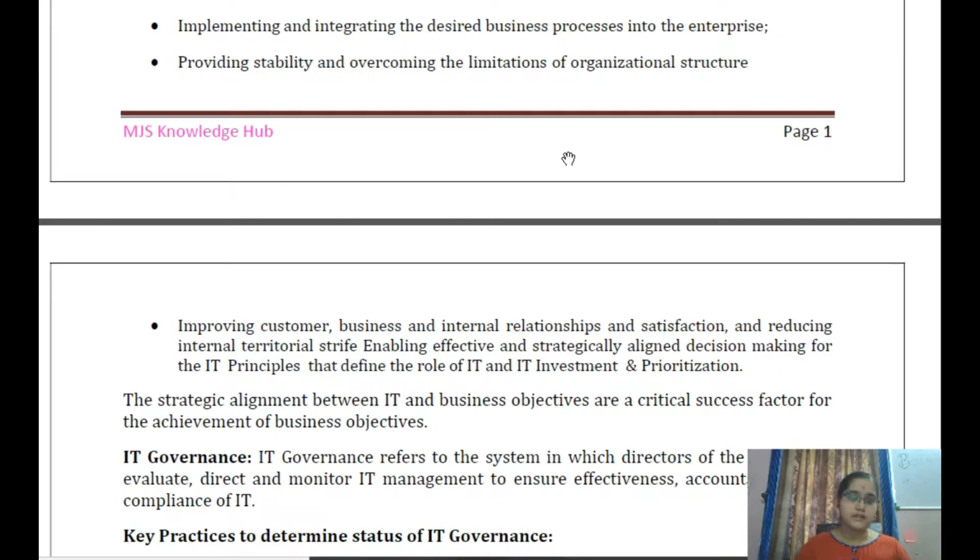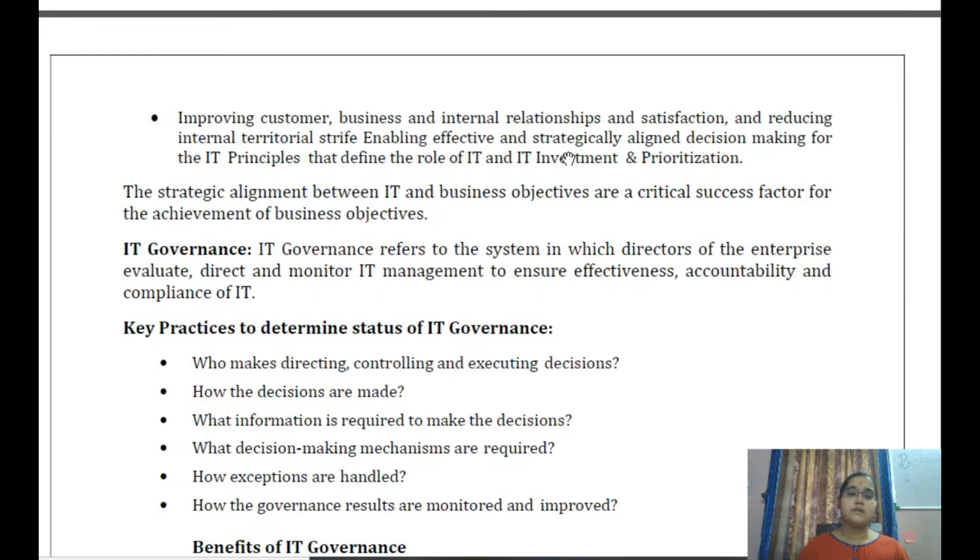The strategic alignment of IT and the business objective is a critical success factor for today's business, because a business cannot be done without the use of IT. IT can exist without a business objective, but business requires IT. Therefore, the alignment of these two things is very critical for the success of any enterprise.